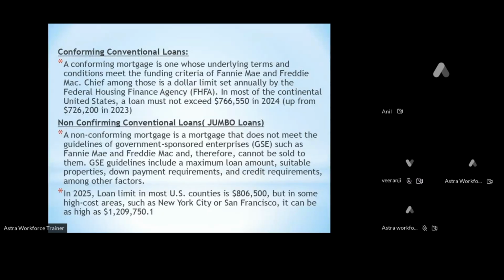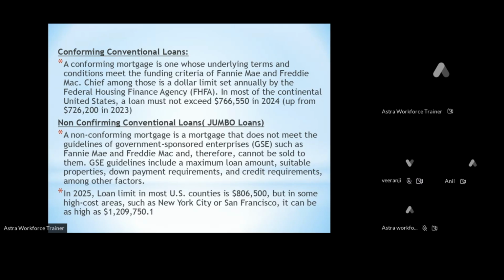Okay, so for non-conforming conventional loans, as in jumbo loans, the lender has their own set of guidelines. If the borrower meets their guidelines, they are ready to give this much mortgage loan amount to the borrower. So the limit will start with $800,000, and that can go any way, right? Based on the property value, the income of the borrower and the credit score, they will give the loan amount to the borrower.